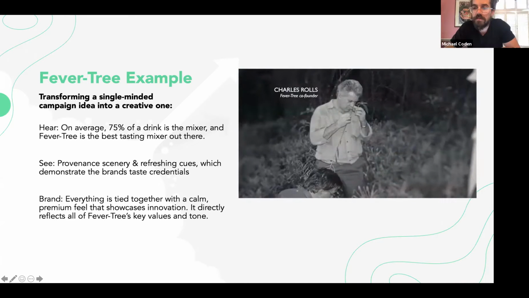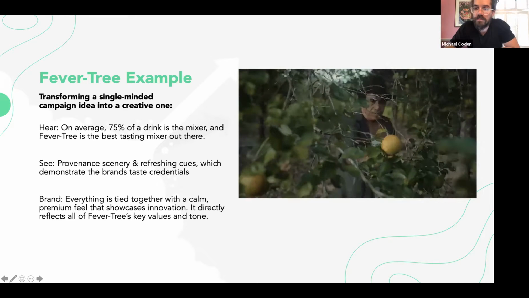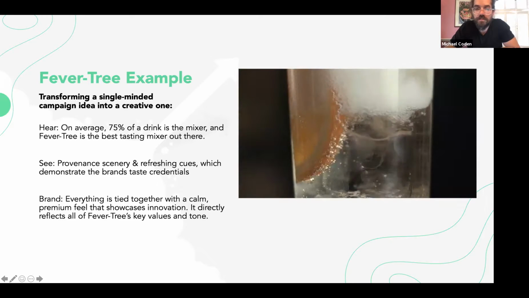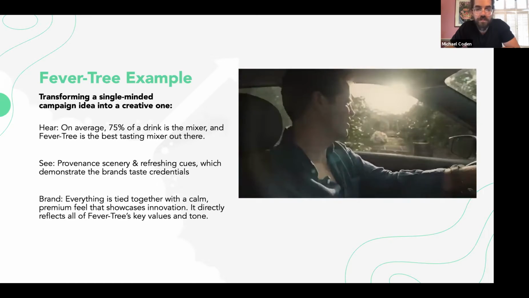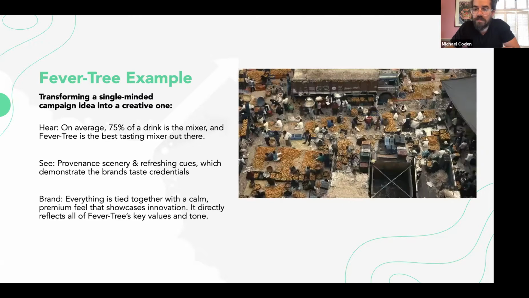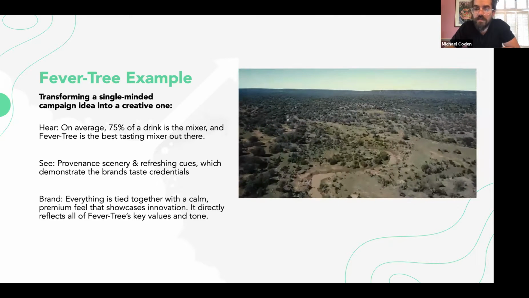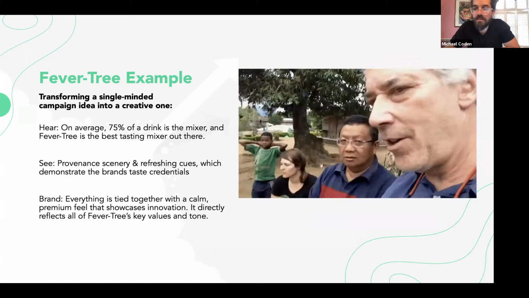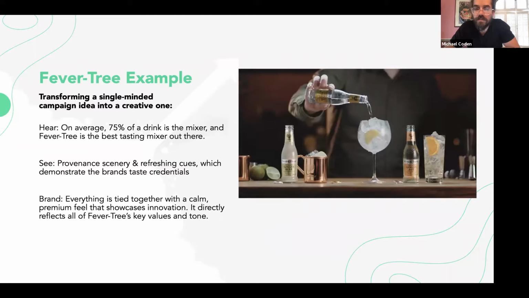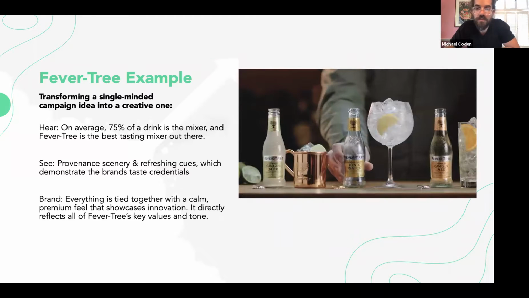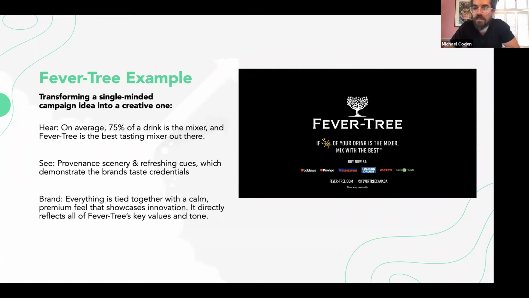We went to the ends of the earth to find the most authentic, naturally sourced ingredients for our ginger ales, ginger beers, and tonic waters. No other company goes to these lengths to create the best drinks. And what's more, they're made with absolutely no artificial sweeteners or colours. Fever Tree. If 3/4 of your drink is the mixer, mix with the best.